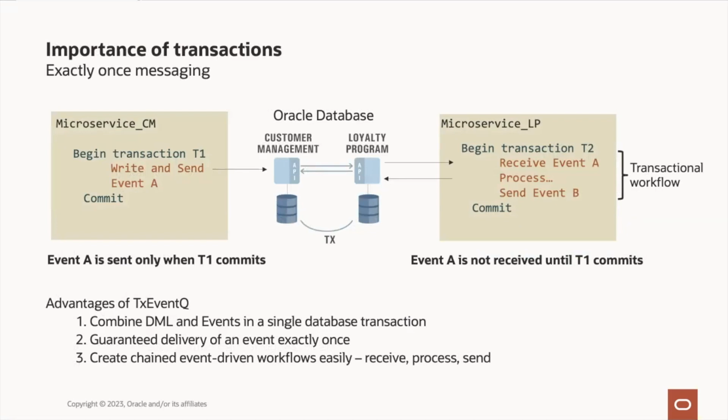By combining the DML and the events as a single atomic unit of work, the database transactionally guarantees delivery of every event A exactly once. Likewise, the loyalty program microservice on the right continues the chain event-driven workflow by beginning a transaction T2, which receives event A, performs some processing, sends event B, and commits in a single atomic transaction.